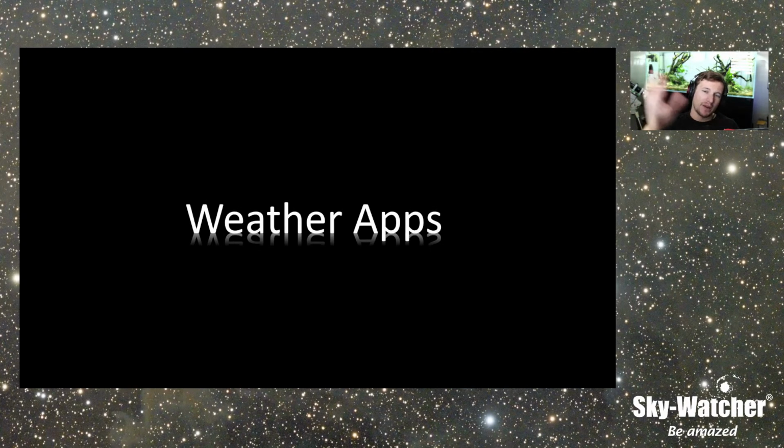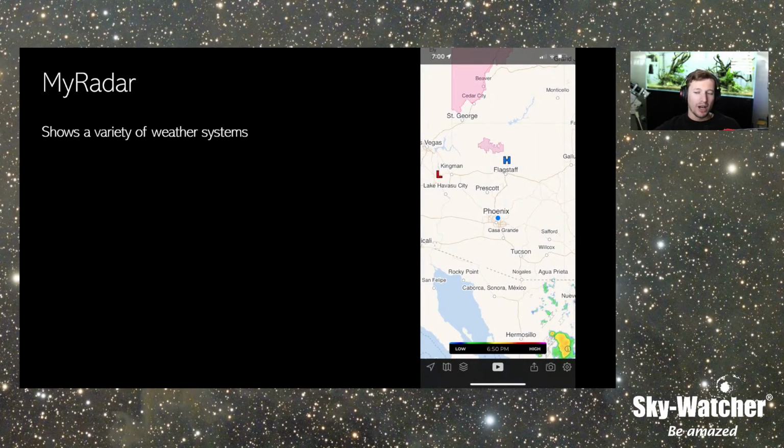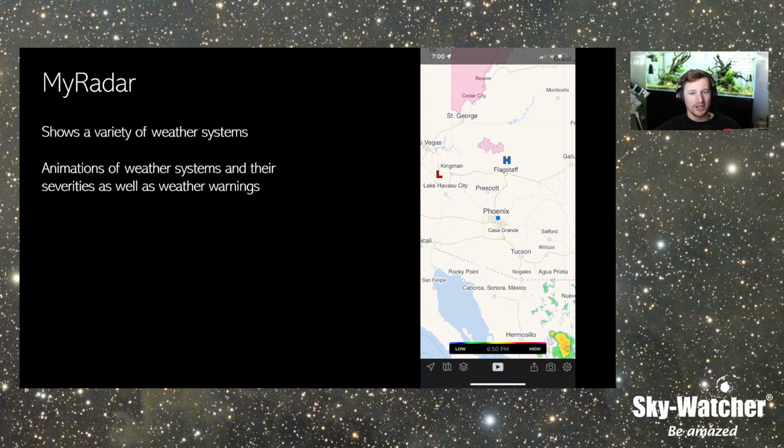So, weather apps. We're done with the functional apps. There's probably a better name for it, but I couldn't figure it out. Weather apps, I figured, should be in their own section. Some of you have already brought a lot of this up, but the one I use the most, at least I like to, is called MyRadar. The reason I like MyRadar is it shows a wide variety of weather systems, and it also animates them. So it shows lightning strikes and severity of the storms, and all kinds of things. I think there's a free version of it, and then there's a pro version that doesn't have ads and all that kind of stuff.